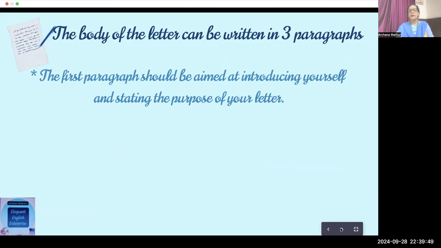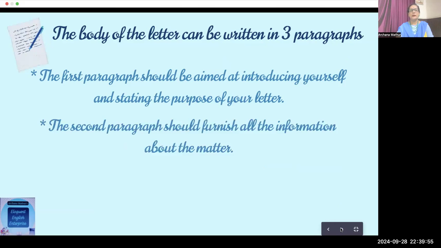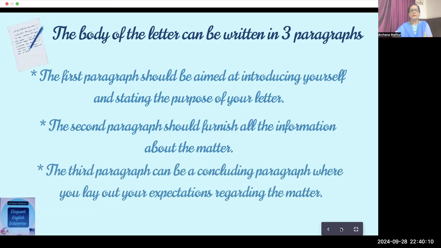What exactly are you writing for? You introduce it. Though, of course, you've written the subject, but now a little brief explanation is required. The second paragraph should furnish all the information about the matter, all your main ideas, those have to be furnished. So the second paragraph could be a little longer, but keep it as precise and brief as possible. The third paragraph can be a concluding paragraph where you lay out your expectations regarding the matter.